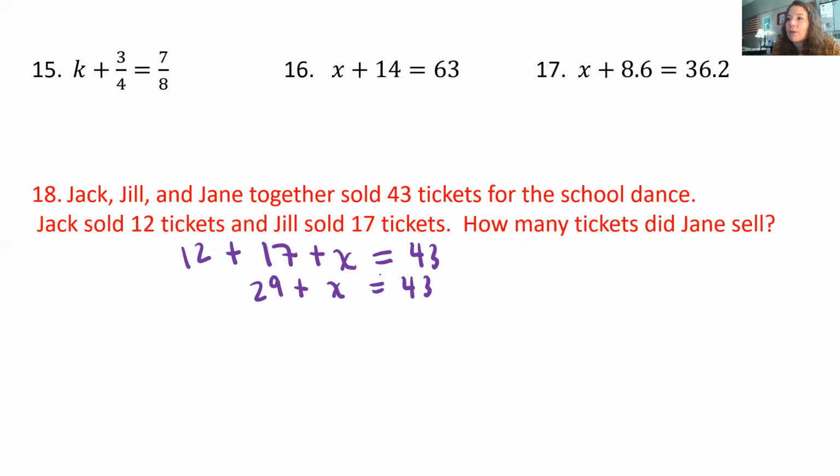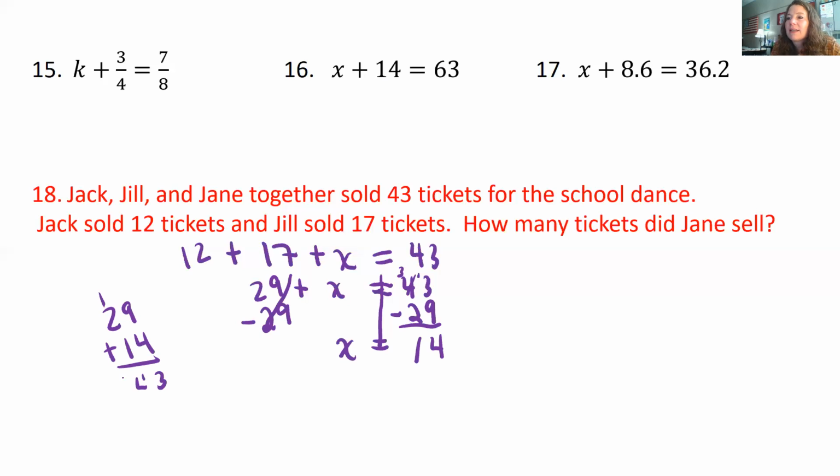Now I need to solve for my variable. All right, so I want x by itself. So how do I get rid of a positive 29? How do I get 29 down to 0? Even though there's no addition sign in front of that number, I want to cancel out a 29. Well, the only way to do that is to subtract 29 from both sides. So now that number is gone. I bring down my x. So 13 minus 9 is 4. 3 minus 2 is 1. So make sure this 29 plus 14 equals 43. 9 plus 4 is 13. So yes, my answer is right. Jane sold 14 tickets.